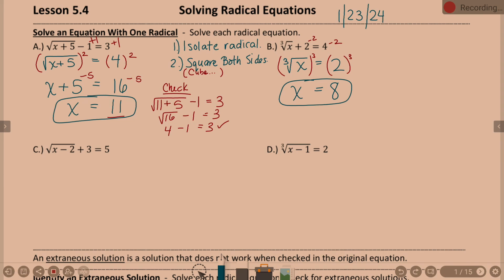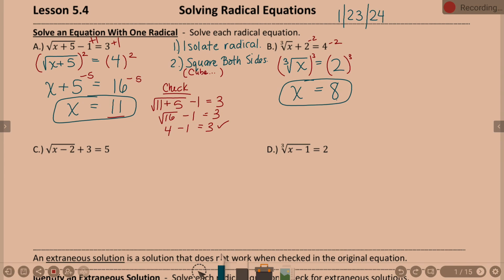To get us in the habit, can you do a mental check there? Or if you want to write the check out, go for it. I'm going to save my writing the checks out for down below. But if I just do a mental check, and I put 8 in for x, the cube root of 8 is 2. 2 plus 2 is 4, and it works. You're always welcome to write the mental checks out, though.